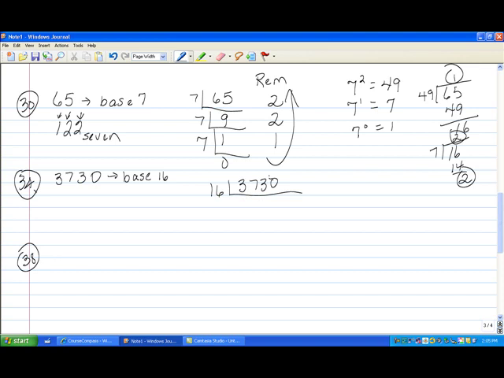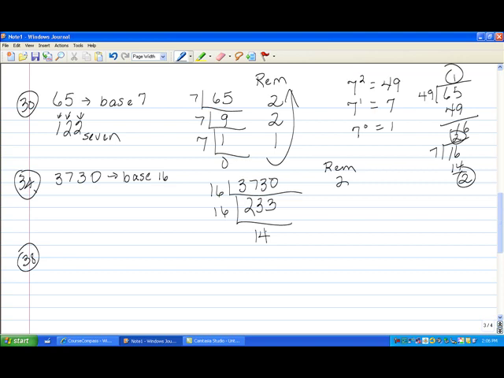Okay, I'm going to have to use a calculator for this. 3730 divided by 16 goes 233. 233 times 16 is 3728, so our remainder was 2. Now I divide 16 into 233. It goes 14 times. 16 times 14 gives me 224.